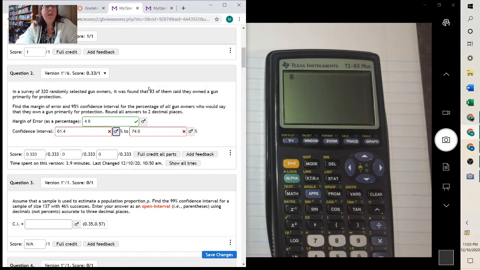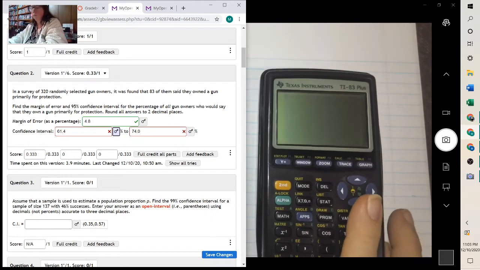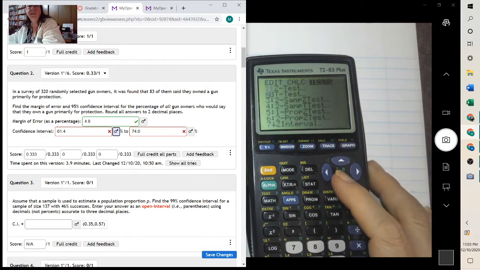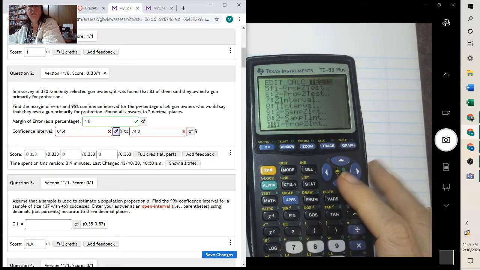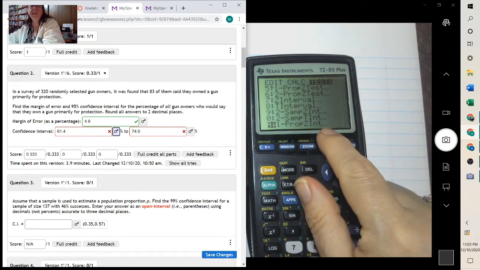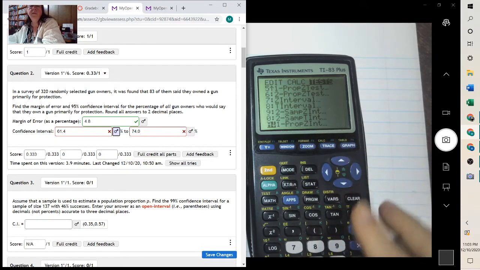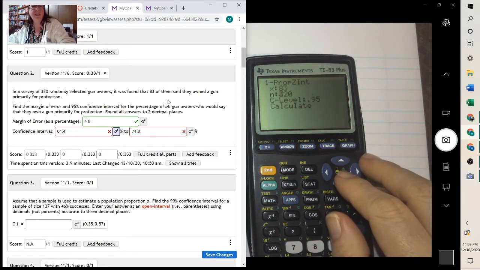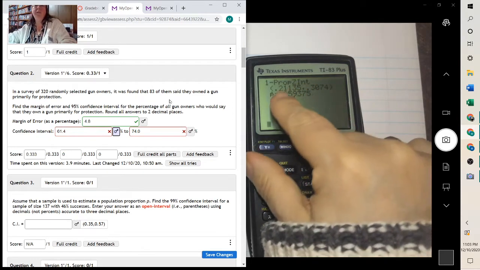To use it, you need to go under Stats, go over to Test, and down to Proportion, right there. One proportion z-interval, not test, and hit Enter. Then you need the number that said they do. So in this case, it was 83 of them had guns out of 320, and our confidence level was 95%. You hit Enter, and it gives you the values.